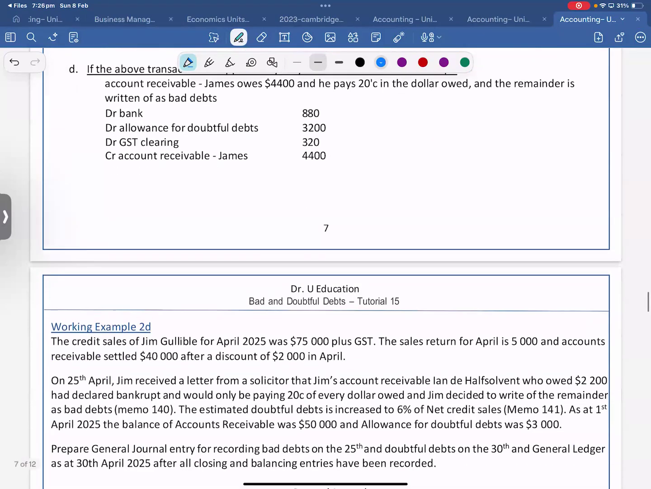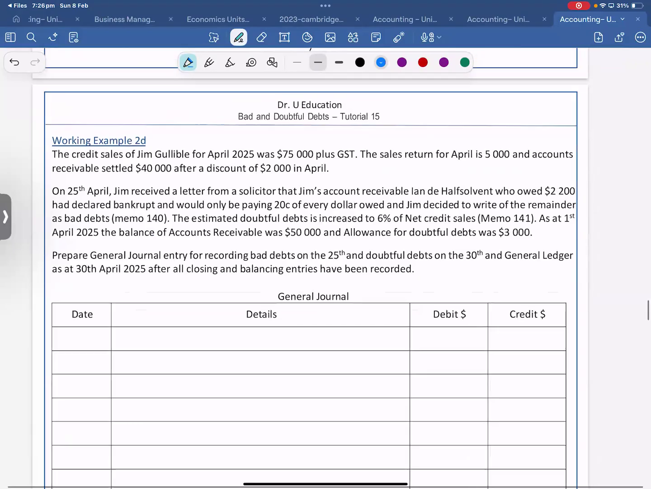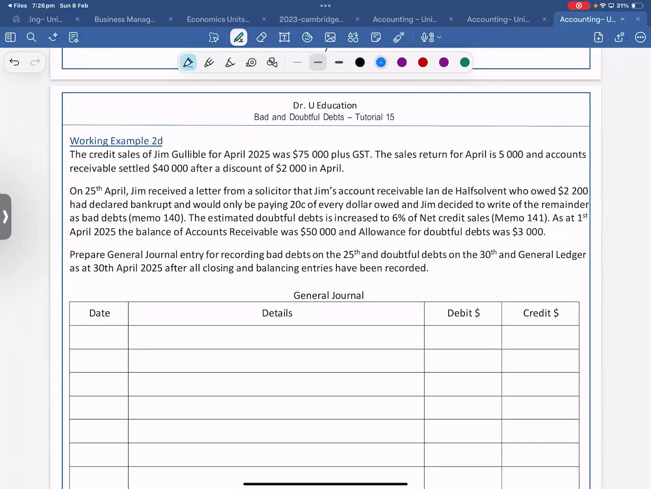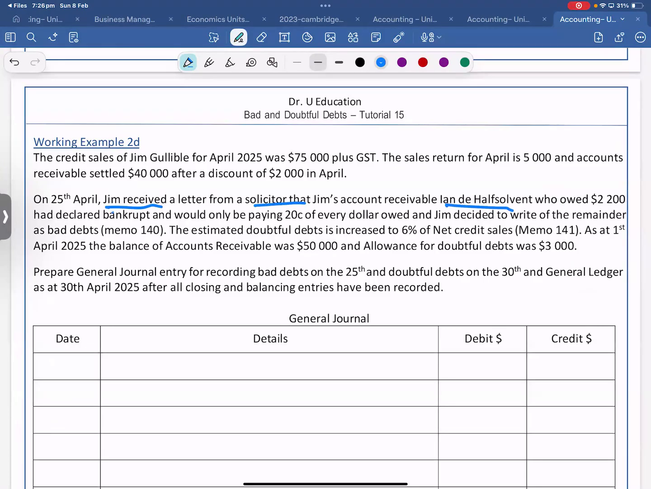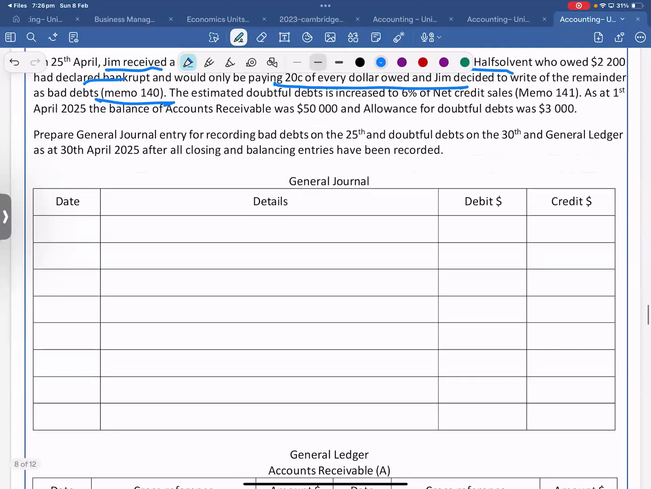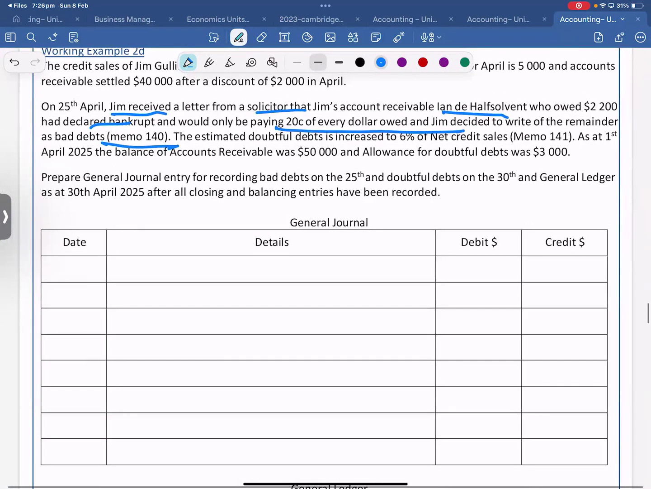Shall we do it? Then what is happening here, guys? Again, the owner received a letter from the solicitor that Ian is bankrupt, however paying 20 cents in every dollar owed. And Jim decided to write off the remainder as bad debt, memo 140. There's only one memo, no receipt. Otherwise, if you are given a receipt, you still have to do the bad debt written off.